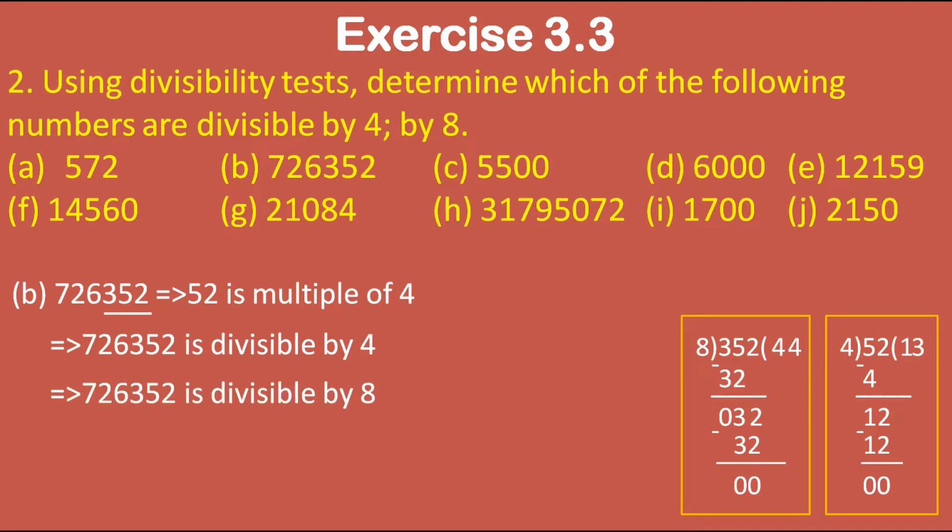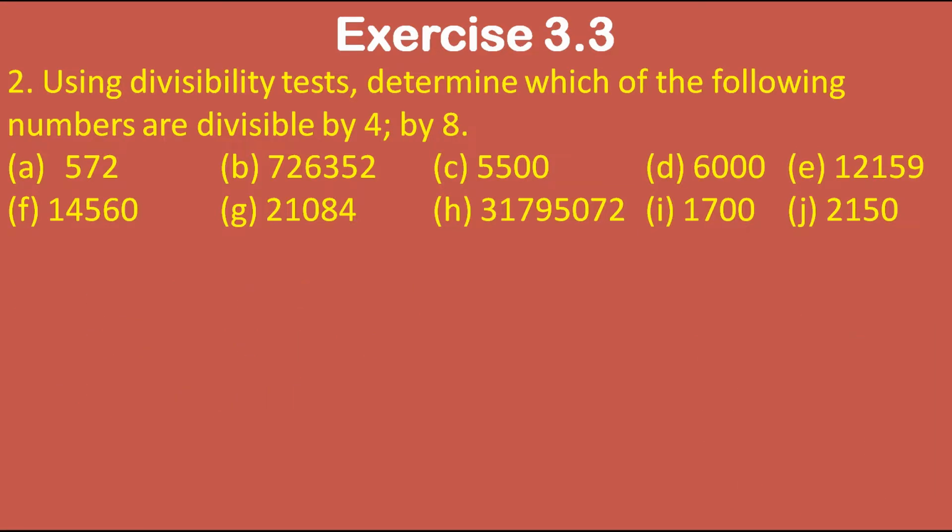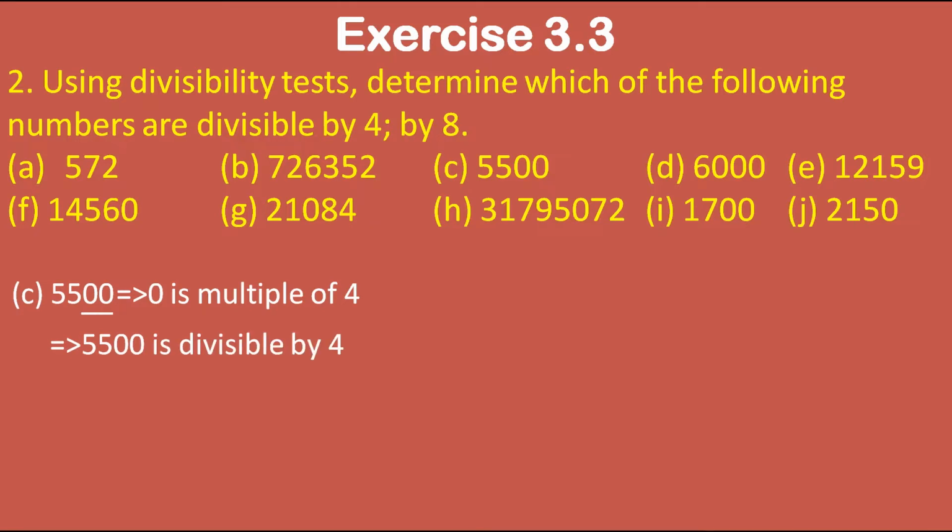Now, let's move to the third one, that is 5,500. Now, we have to check the number formed by the last two digits, and that is 0. And everyone knows that 0 is a multiple of every number. Therefore, the number 5,500 is divisible by 4. Now, for 8, we have to check the number formed by the last three digits, and that is 500. So, let's divide 500 by 8.